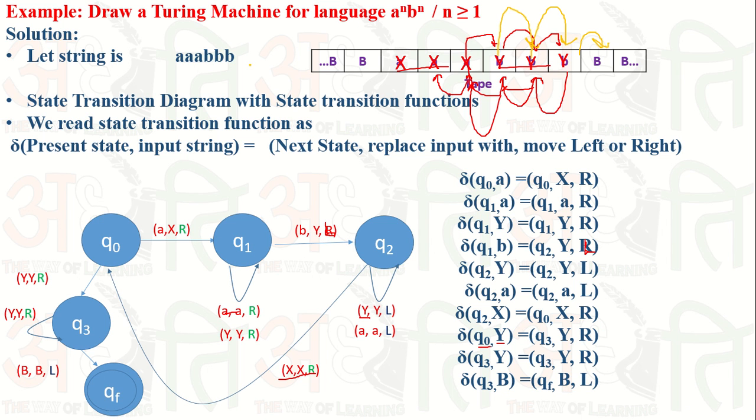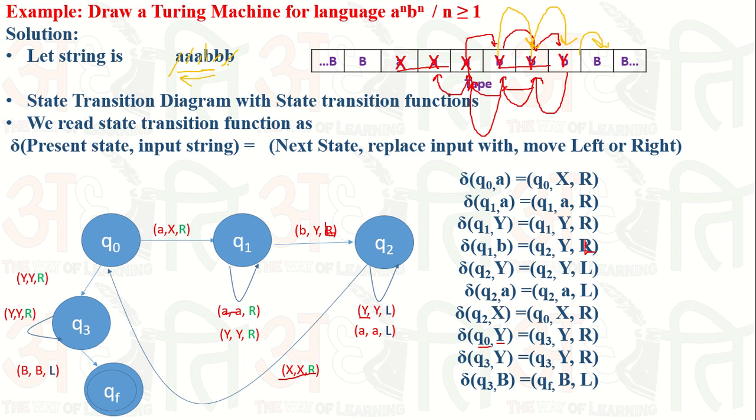We simply mark first A, then go right, then we mark first B, then go left, then we mark second A, then go right, then we mark second B, then go left, then we mark third A, then go right, then we mark third B.